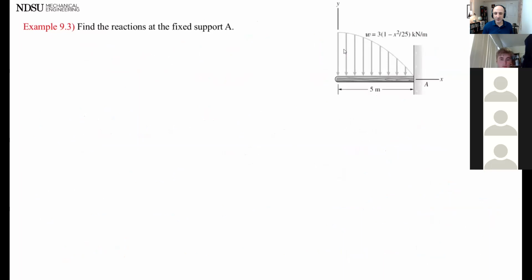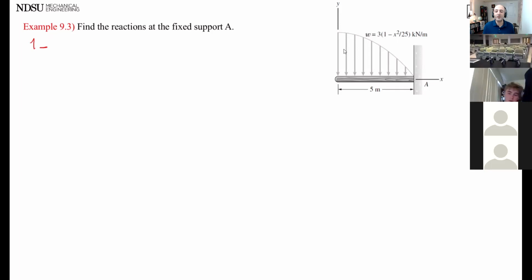All right. Let's look at another problem. Find reactions at the fixed support A. So this is something from chapter 4, chapter 5, right? So a rigid body problem. Find the reactions at the fixed support A. Okay. What is the first step in doing rigid body diagrams? Step 1. Isolate an outline.